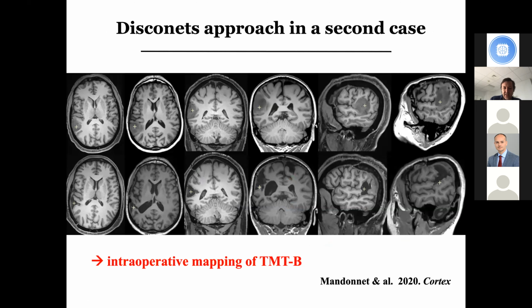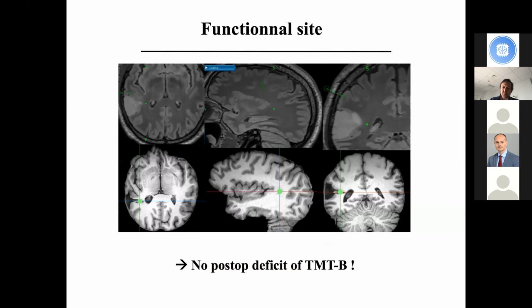And what is interesting is that in a second case, with exactly the same location, the same tumor location, this time we tested the trail making test part B intraoperatively. So the patient was tested in awake surgery on this test. And in fact, we found that when we stimulated in the depth of the resection with electrical stimulation, he was unable to shift from numbers to letters. So there was a functional site in the white matter of the resection. And of course, the patient had no postoperative deficit because we stopped the resection when the electrical stimulation generated this impossibility to do the shifting.